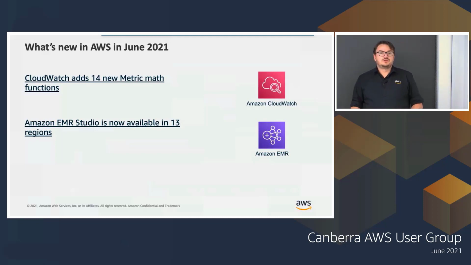Next, Amazon EMR Studio has been added to 13 additional regions, including Sydney. So EMR Studio, if you've played around with Elastic MapReduce at all, is an IDE that you can use to do things like authoring your Spark jobs and things that are going to be running inside of EMR. So you've got a really centrally managed IDE that has all the components that you need to build your EMR jobs out.